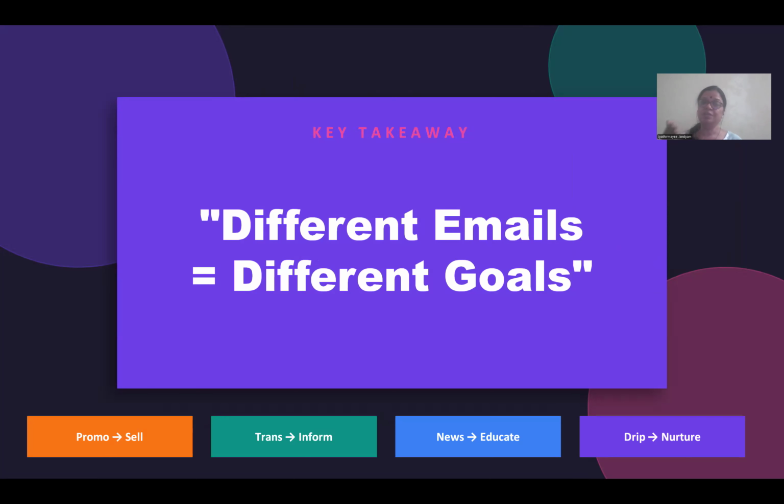Different emails equal different goals. Promotional, sell. Transactional, inform. Newsletter, educate. Drip, nurture. So these are the different types of emails.